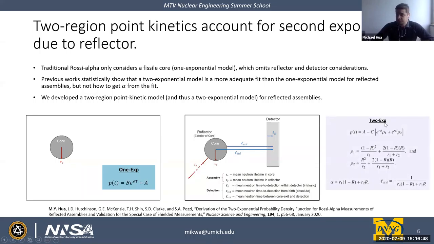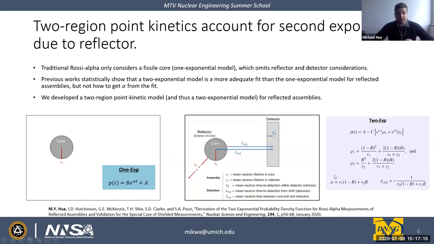These equations, it's not super important what they are. What I do want to point out is that we still have that constant region, but the exponential region has two exponentials, R1 and R2, and it's not the case that alpha is one of them. It's that alpha is a linear combination of the two. So big R is a number between 0 and 1. So alpha is going to be a combination of the two exponentials.